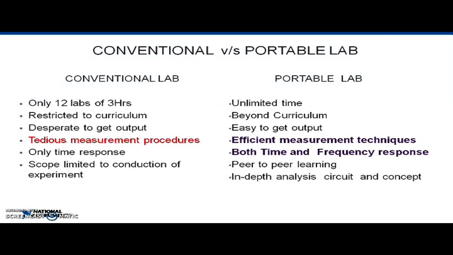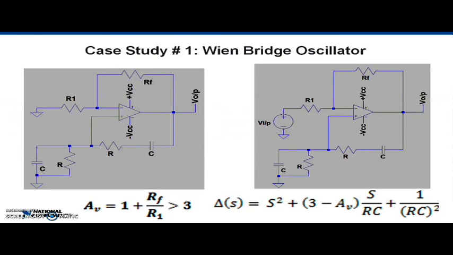In a conventional lab, we used to have very restricted time, and there were tedious measurement techniques available, and the scope was limited to only the conduction of the given experiments. But using the portable lab, students have unlimited time, and there are peer-to-peer learning possibilities, and they can do in-depth analysis of the circuit and the concepts.